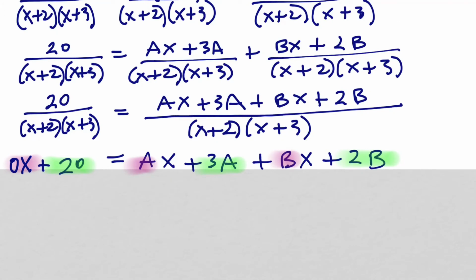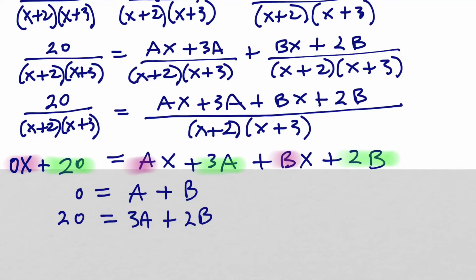So now I'm going to write a system of equations. I'm going to say 0 is equal to a plus b, and then the green ones, 20 is equal to 3a plus 2b. This is a system of equations. We learned how to solve a 2 by 2 system of equations, so we're going to employ that skill now. I can either use the elimination process or the substitution process.